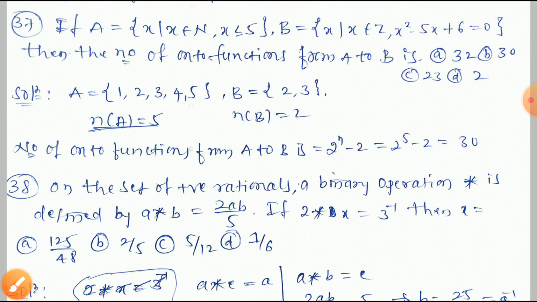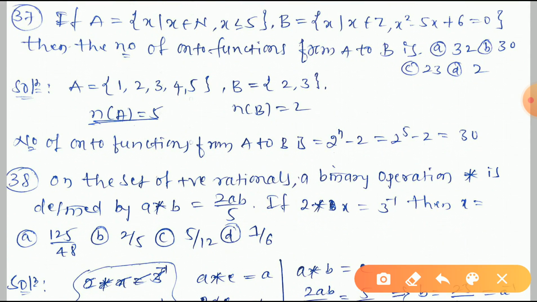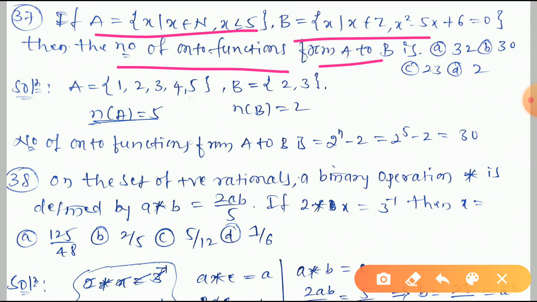Next, question number 37. If A is given as the set of x such that x belongs to capital N, x is less than or equal to 5. Similarly, the set B is also given, that is the set of x such that x belongs to Z, x square minus 5x plus 6 is equal to 0. Then the number of onto functions from A to B is, the options are 32, 30, 23, 2.